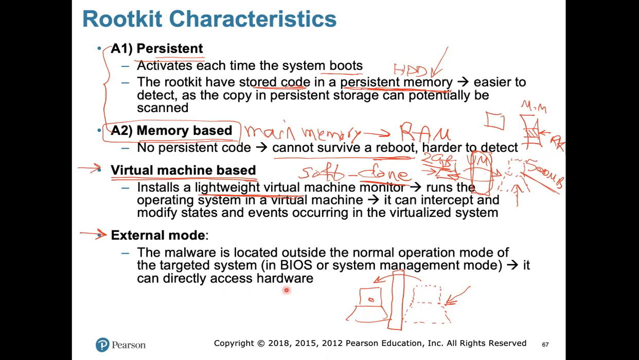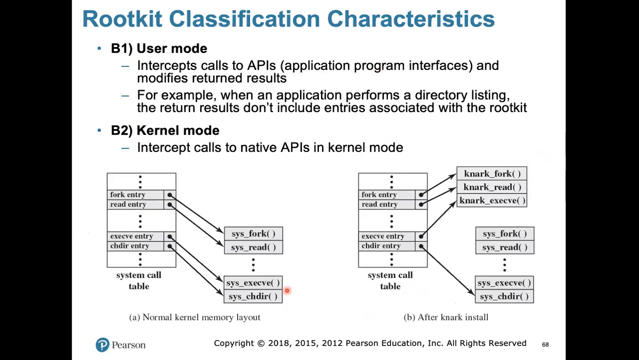But like I said, it's not easy to get access to, for example, the BIOS or kinds of spaces parallel to our main physical computer. Okay, another classification for rootkits is the level they work at: user mode or kernel mode.